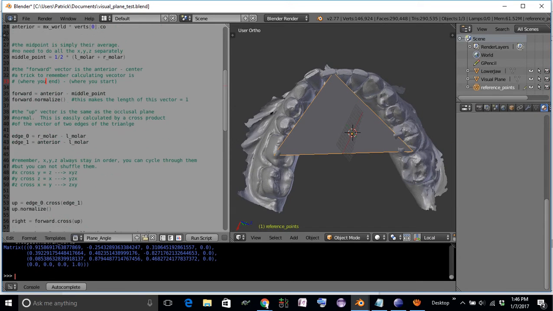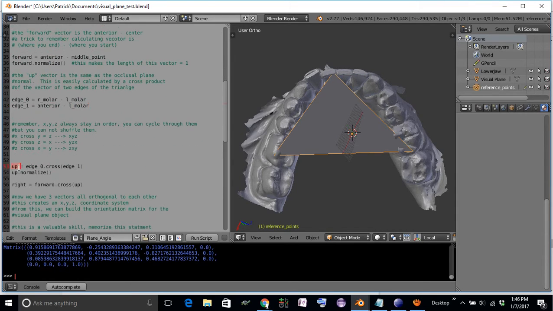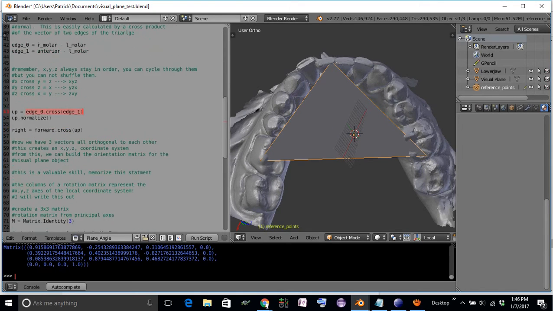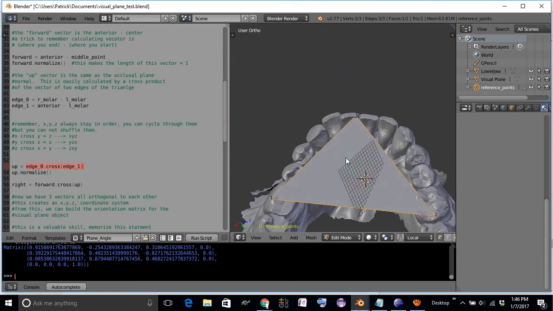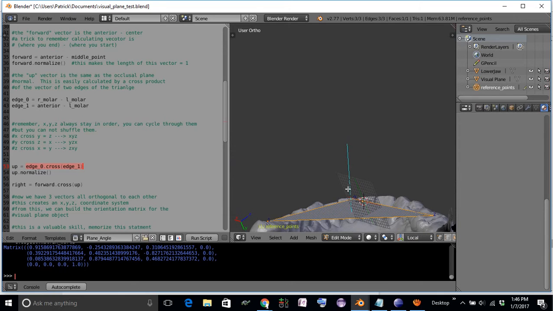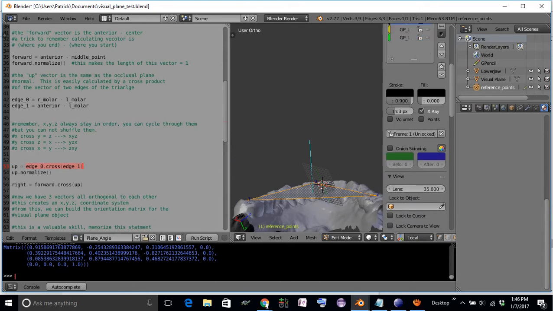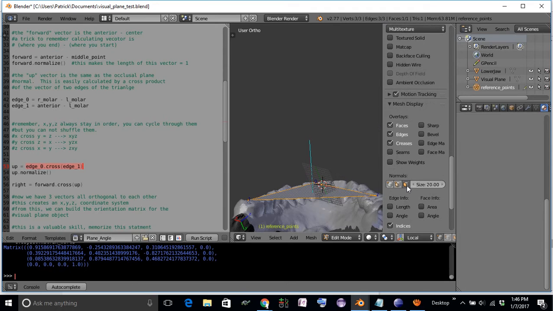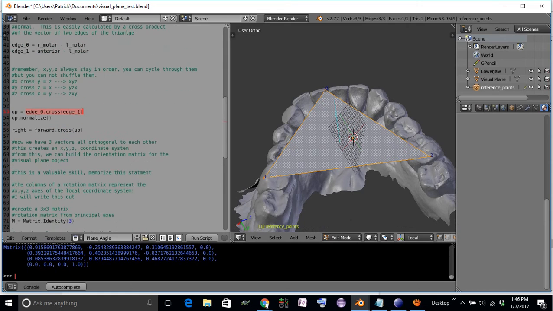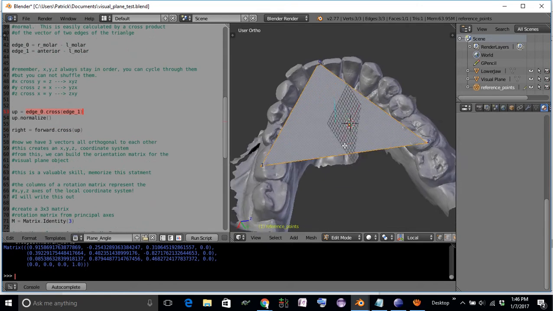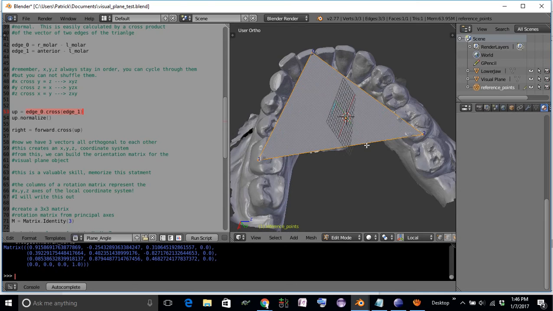So once we do that, so here's the first vector, here's the second one, and then we calculate the up vector using the cross product. So now we have two orthogonal vectors, the forward vector and the up vector here, which Blender will display in edit mode with this little tool right there. And now all we need is the final vector representing right to left.